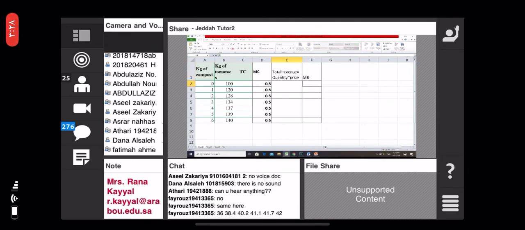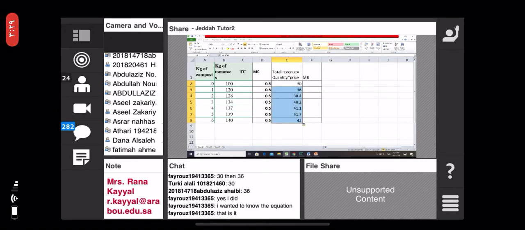Firuz, 36. Well done, you have done it, 30, right. So it will be 0.3 multiplied by 130. Okay, so we reach the same marks. Okay. Now marginal revenue.